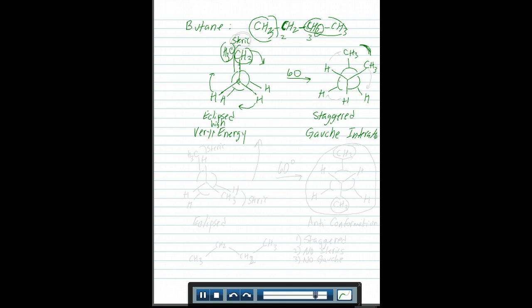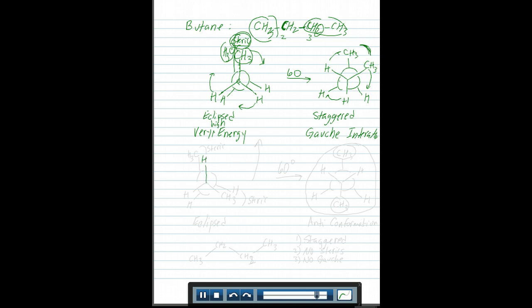Steric interactions are much worse. These are worse. These things are right on top of each other. They're hitting each other. They're not very happy. With a gauche interaction, you're at least in a staggered conformation, but they're still interacting with each other. That's still not ideal. Okay? So let's keep rotating this around and see what happens. Rotate around another 60 degrees.